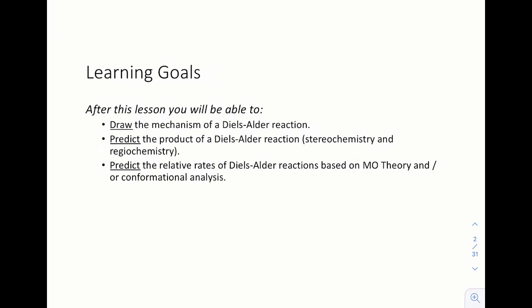After this lesson, you'll be able to draw the mechanism of a Diels-Alder reaction, predict the products of a Diels-Alder reaction, including stereochemistry and regiochemistry. Regiochemistry just means two parts of the molecule might react, resulting in two different constitutional isomers, but only one is observed. Finally, you'll predict the relative rates of Diels-Alder reactions based on molecular orbital theory and conformational analysis.